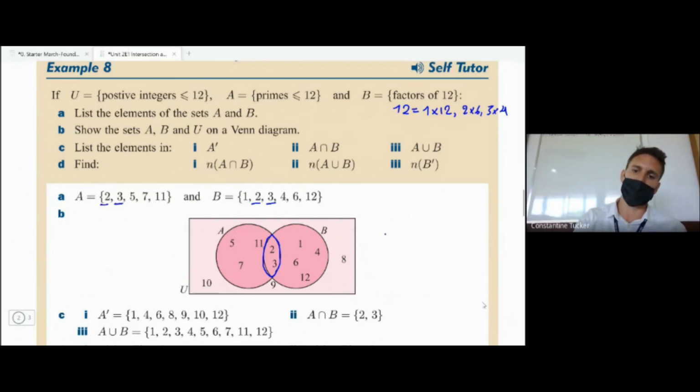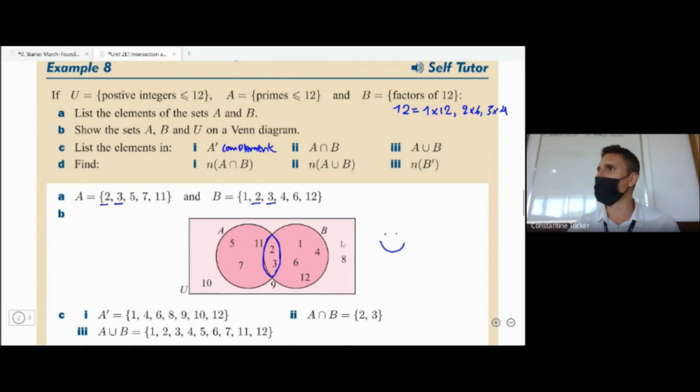So do keep this in mind. It's a classic question. Complete the Venn diagram should be a really happy thing for you. That's why I'm putting a smiley face here. You should get 100% always. A dash. This is, remember, the complement of A, things outside A. So what is not included in A? All you have to do is look at the Venn diagram.